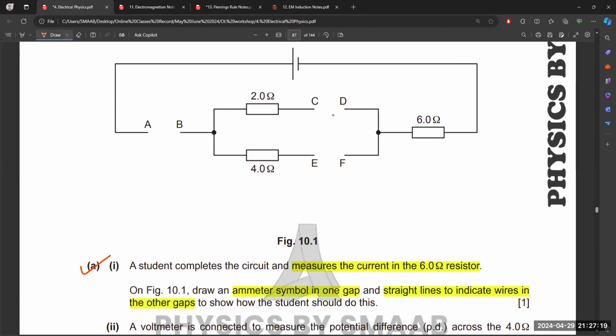So we will draw the ammeter in this part. So the ammeter is connected at this point. And now we have to draw a wire to complete the circuit.